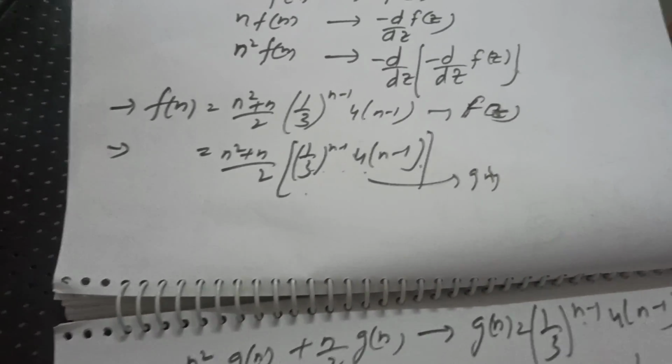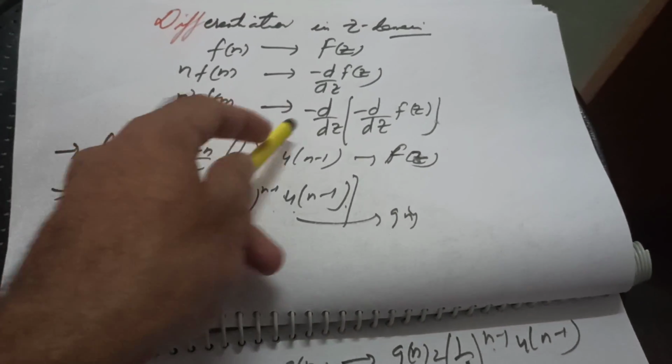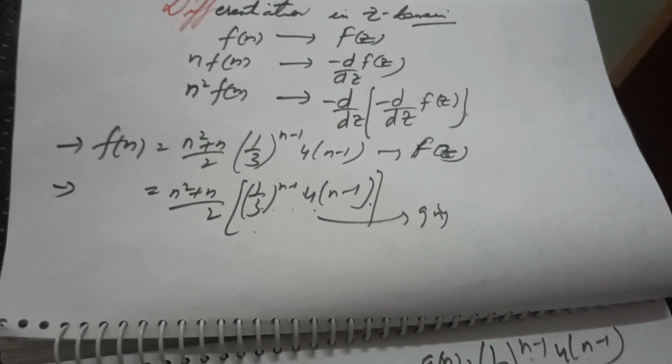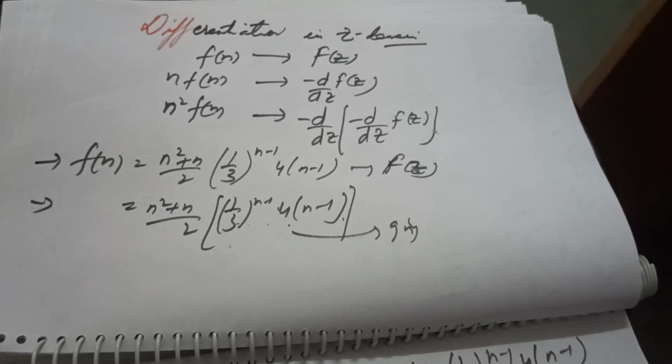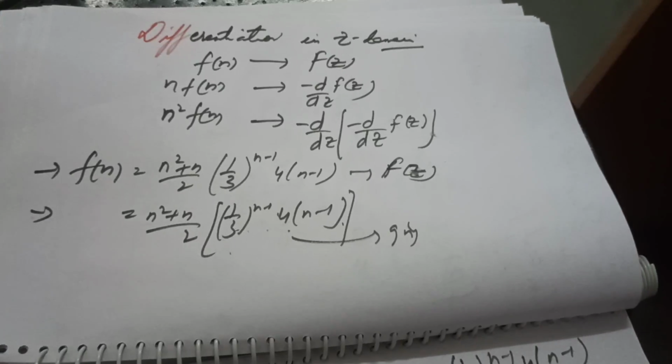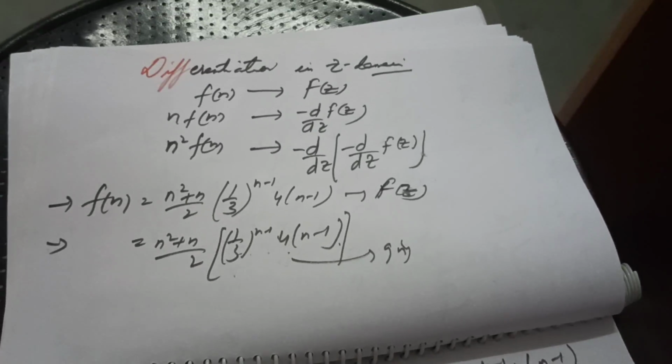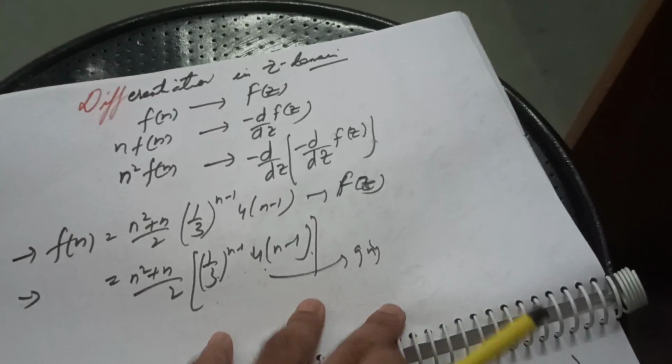If a function is multiplied by n, it is nothing but minus d upon dz into F of z. It is very simple. So if it is multiplied by n square, then it becomes minus of d by dz taken 2 at a time. Why did I arrive at this property? Because this helps us in evaluation of typical summations.